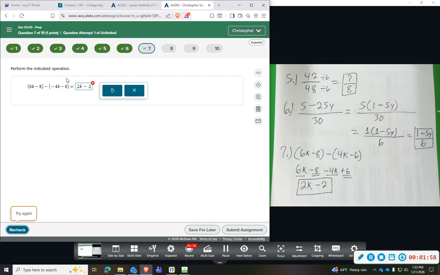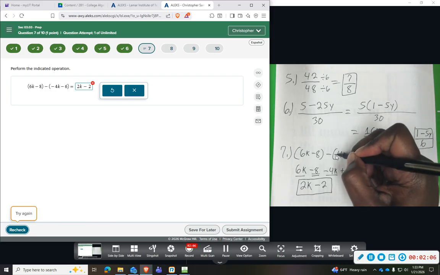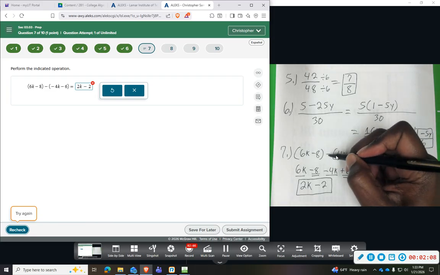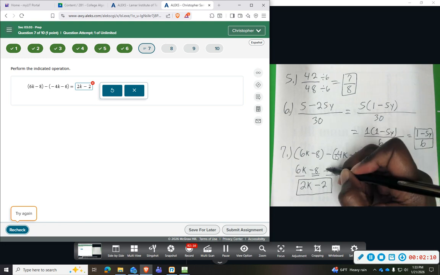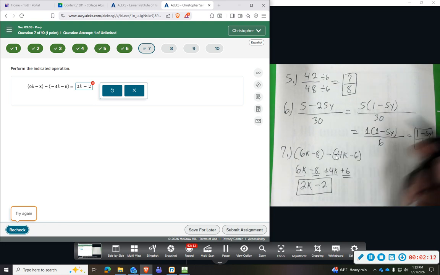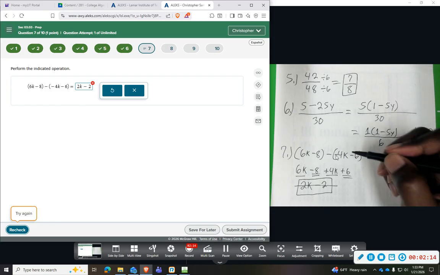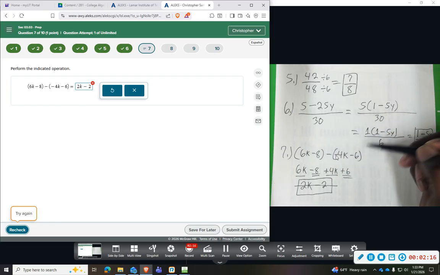Okay, so I made a mistake. I didn't write down the negative here. So let me fix that. This should have been a negative. When I do negative times negative, that will make this positive. Okay, and so this will not be correct. Got to write down the right problem.